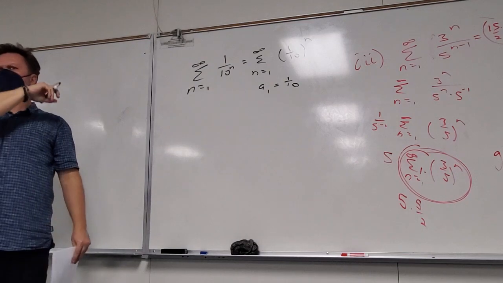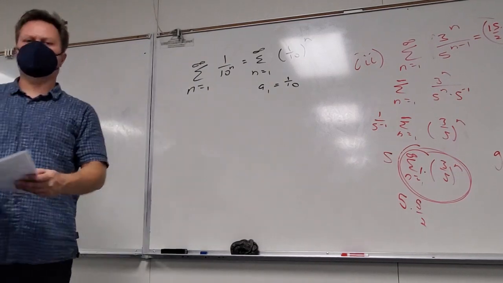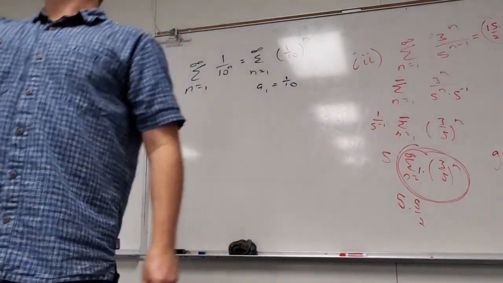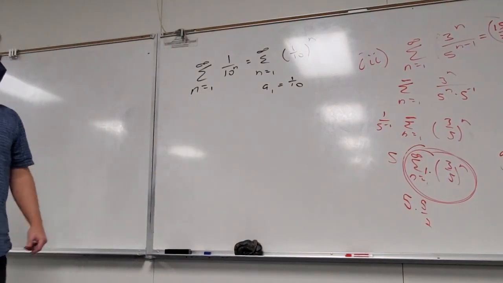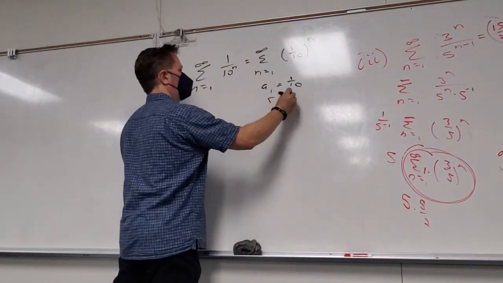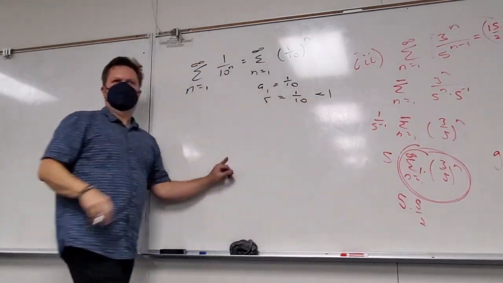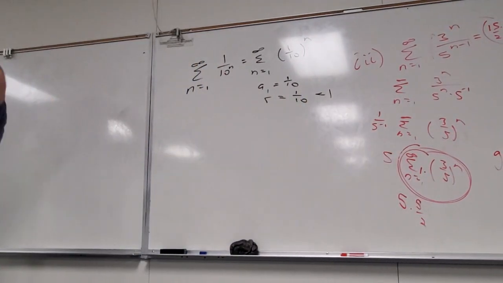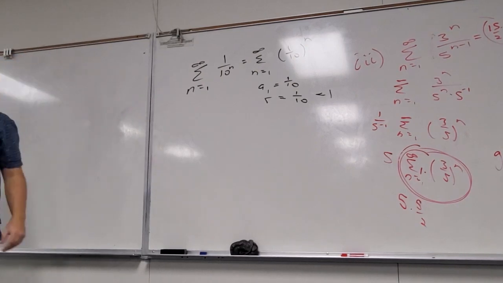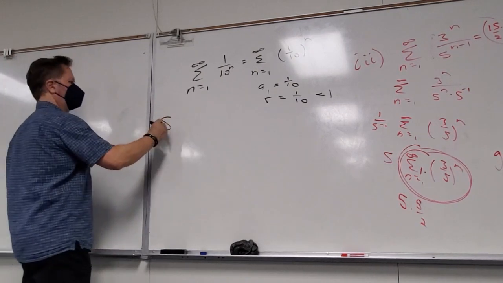So real quick, figure out what that would converge to. Well, I just gave it away. Why does that converge? R is less than 1, so that's definitely going to converge. So figure out what that converges to real quick. So you've got your formula.